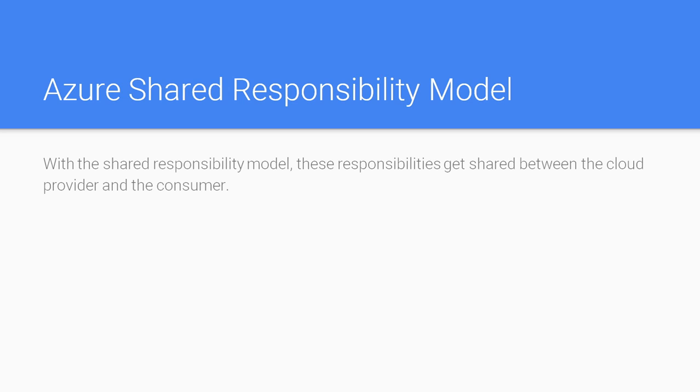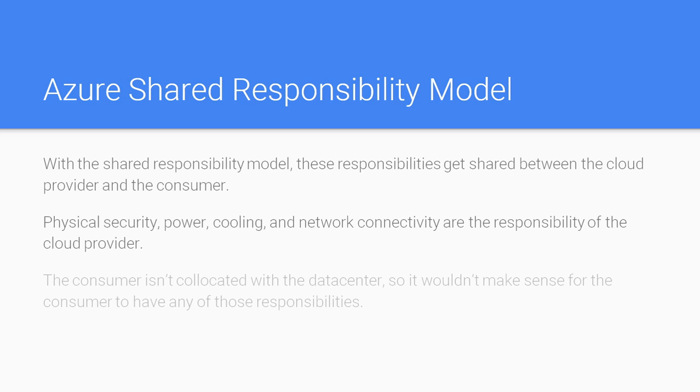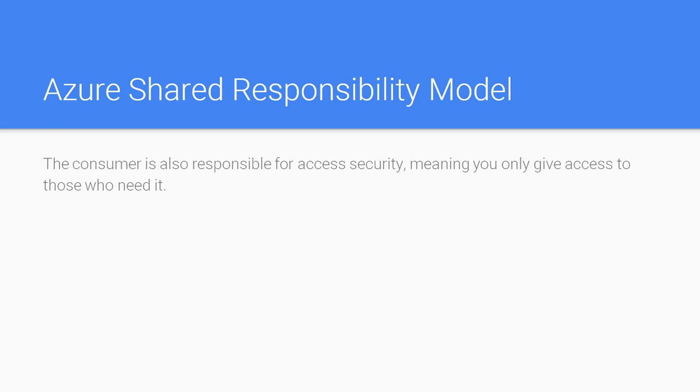So with the shared responsibility model, these responsibilities get shared between the cloud provider and the consumer. Physical security, power, cooling, and networking connectivity are the responsibility of the cloud provider. On the other hand, the consumer isn't co-located with the data center, so it wouldn't make sense for the consumer to have any of those responsibilities. At the same time, the consumer is responsible for the data and the information stored in the cloud. You wouldn't want the cloud provider to be able to read your information. So the consumer is also responsible for access security, meaning you only give access to those who need it.